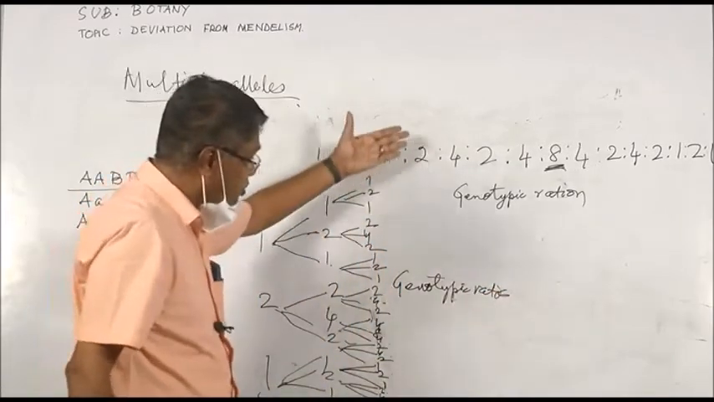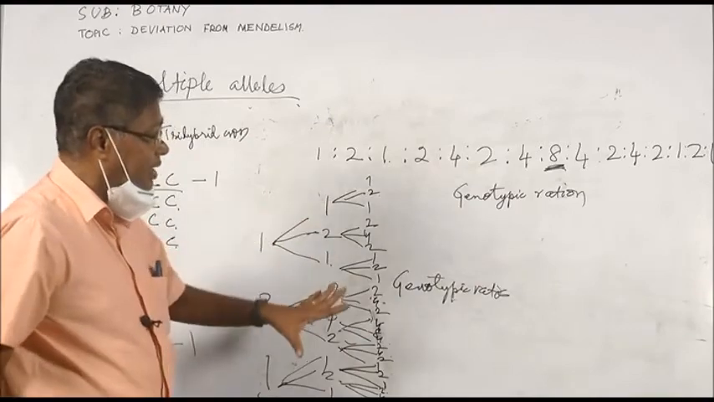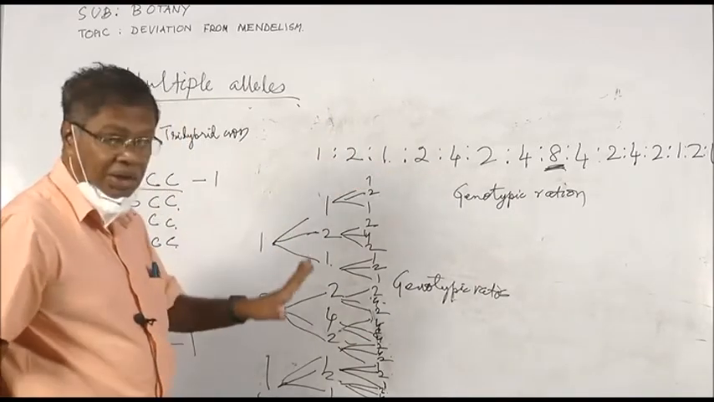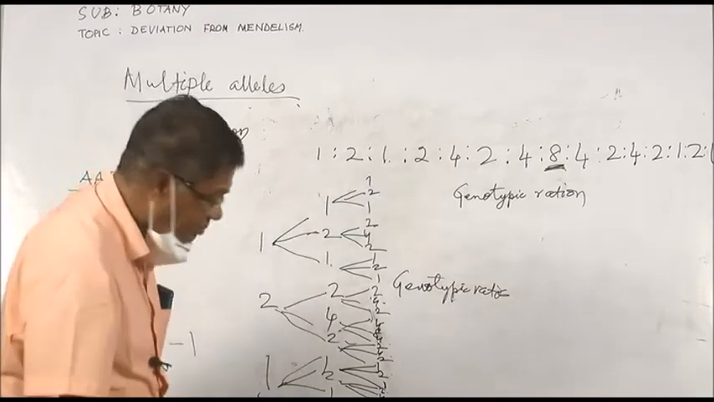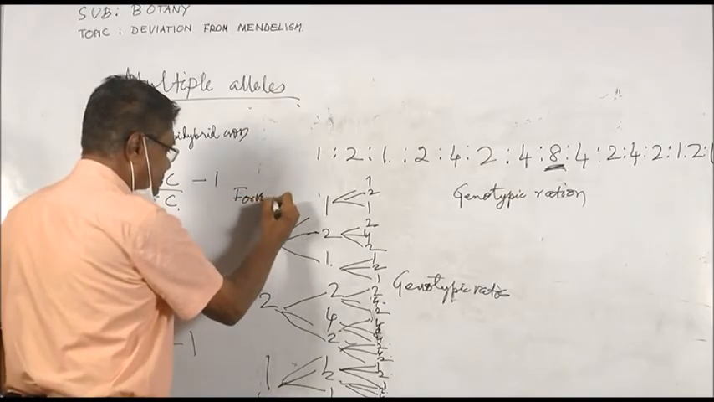What is the difference between this and this? Now, how to remember it? I have given you this type and this type. You will not commit anything wrong if you follow this method, which is called forked line method.